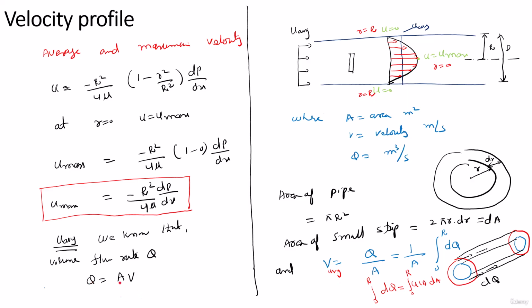This becomes Q upon A, and I can write the Q as 1 upon A, and I can integrate the dQ from 0 to R to get the flow rate in the whole pipe, not in the one element but the whole pipe. And I can write it down like UR into dr. So from the Q, dQ is equal to UR into dA. This V becomes UR, velocity with respect to R, changing as a function of R.